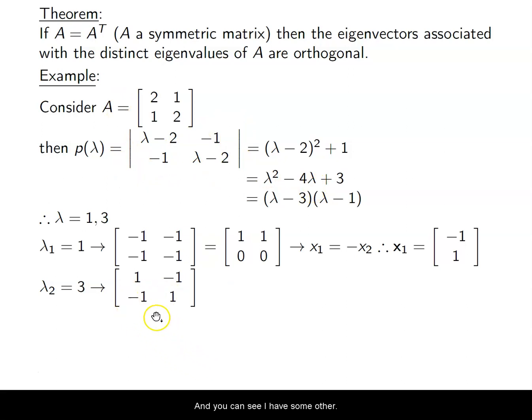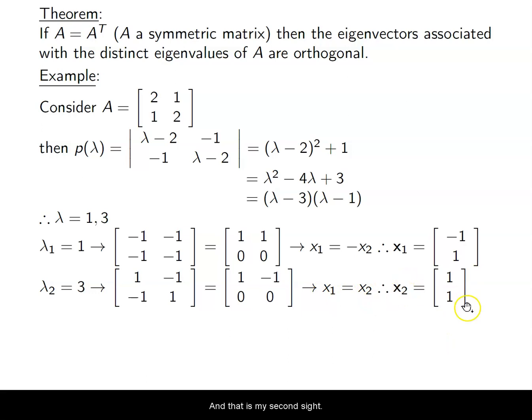We're just going to solve for 0. And you can see I have some other dependencies here, right? So basically, if I take this first row and add it to the second row, this second row will completely go away. And I have this left over. Remember, there is a column of zeros, so x1 is equal to x2. So when x2 is 1, x1 is 1, and that is my second eigenvector, okay?